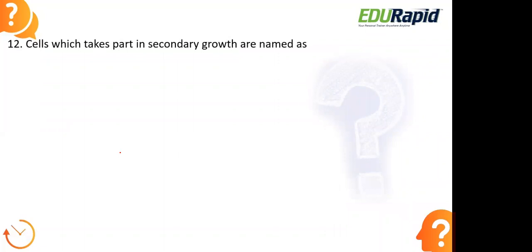Cells which take part in secondary growth are named as phloem, xylem, cambium, medullary ray.